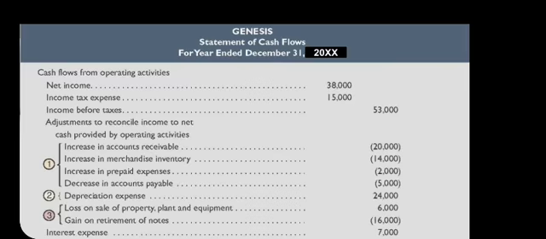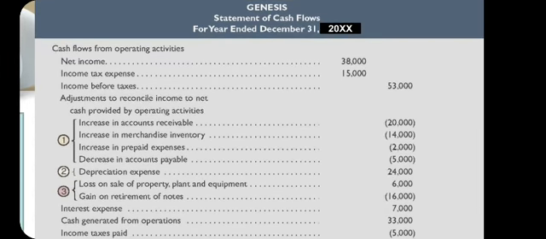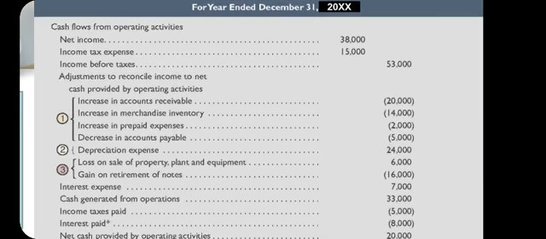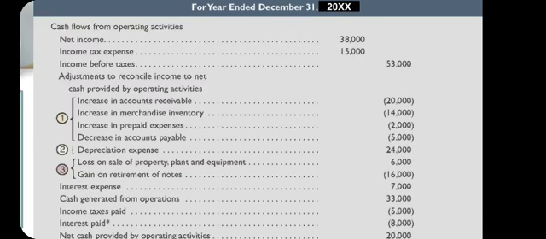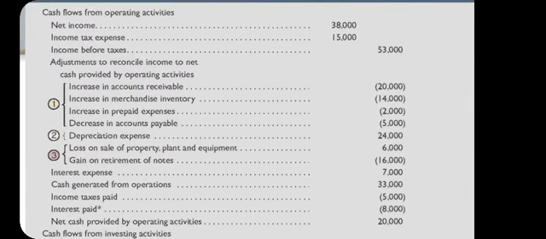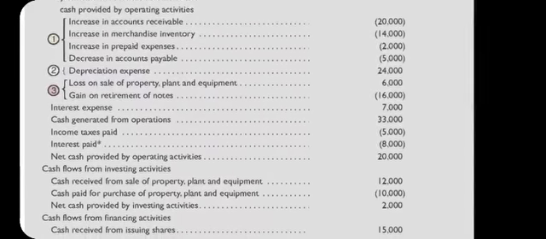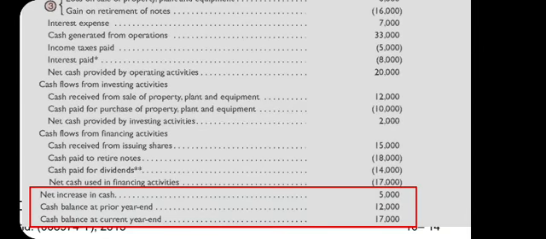See here, the first thing that you have to show in a statement of cash flow is the cash flows from operating activities. Cash flows means cash in and cash out, and then you calculate the total for the cash flow from operating activities. After that, you have to show the cash flow from investing activities. There are cash in and cash out related to investing activities, and then you calculate the total. The next thing is you have to show the cash flows from financing activities: cash in and cash out related to the financing activities.